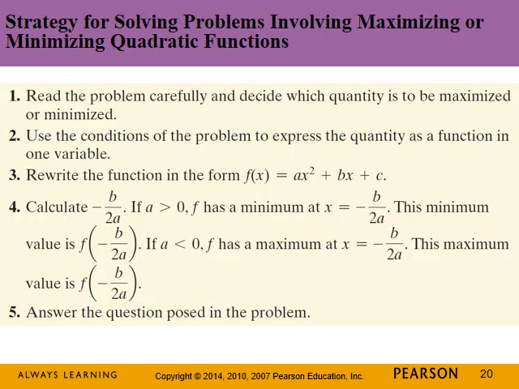Let's take a look at solving a real world or word problem using a strategy for solving problems involving maximizing or minimizing quadratic functions. You'll have to read the problem carefully, use the conditions that they have given you in the problem to express the quantity as a function in one variable. Then you have to rewrite it in the form of f of x equals ax squared plus bx plus c. Calculate your negative b over 2a.